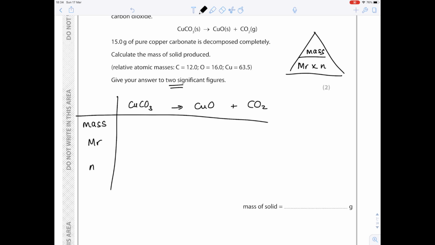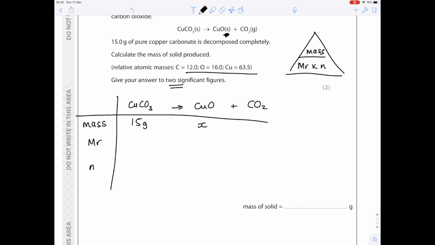So we've got 15 grams of copper carbonate, which is why I'm writing 15 here. We're looking for the mass of solid produced, which we can see from the balanced symbol equation above is going to be this substance. Next up, we want to calculate the Mr, so we're going to use these numbers here. So really you're going to do copper, which is 63.5, plus carbon, which is 12, plus 3 times 16 in order to work out the Mr of copper carbonate.